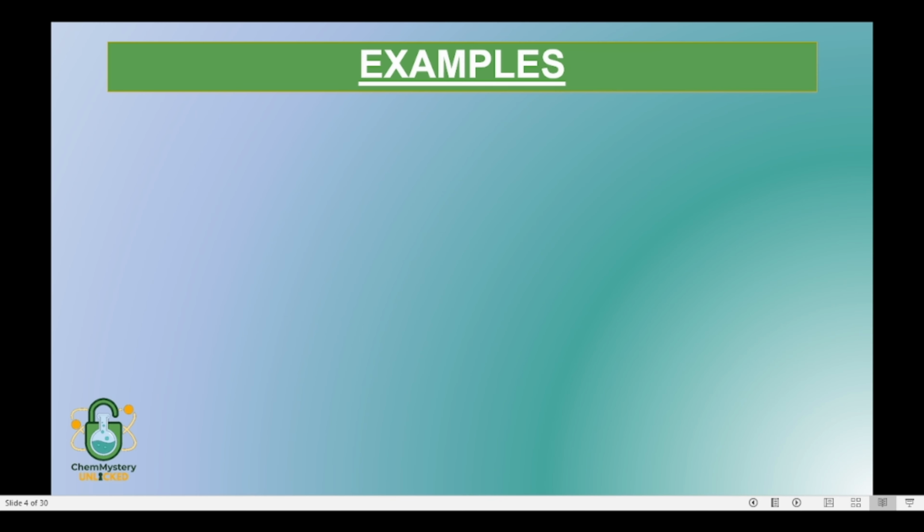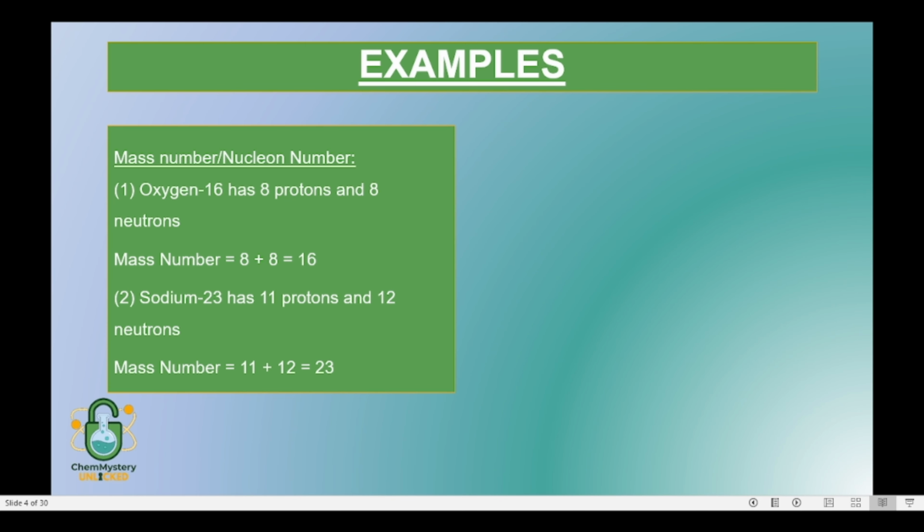The first example that we have of mass number is oxygen 16, which has 8 protons and 8 neutrons. So how do we calculate it? We calculate it by adding up protons with the neutrons. Mass number equals 8 plus 8 equals 16. Sodium 23, on the other hand, has 11 protons and 12 neutrons. Mass number equals 11 plus 12 equals 23.